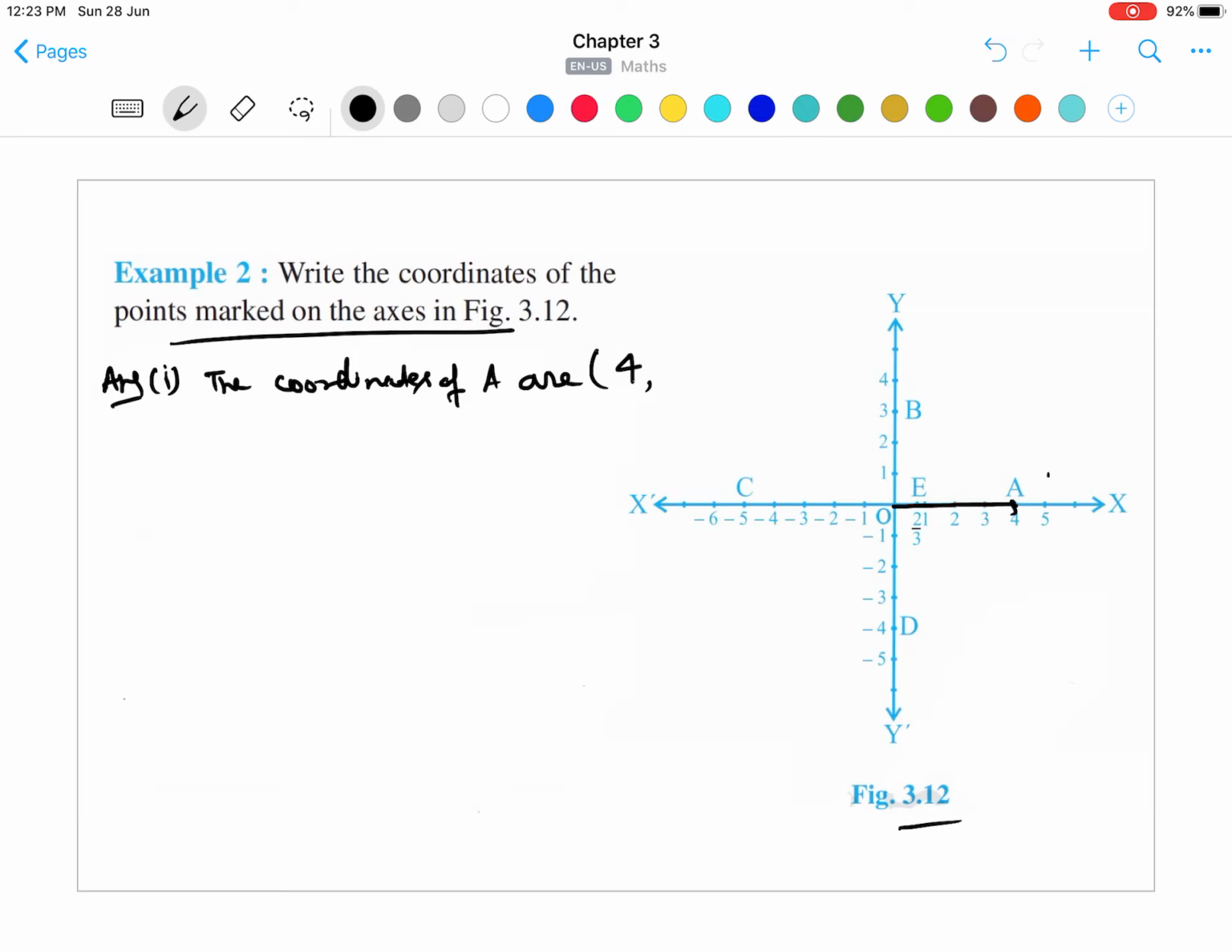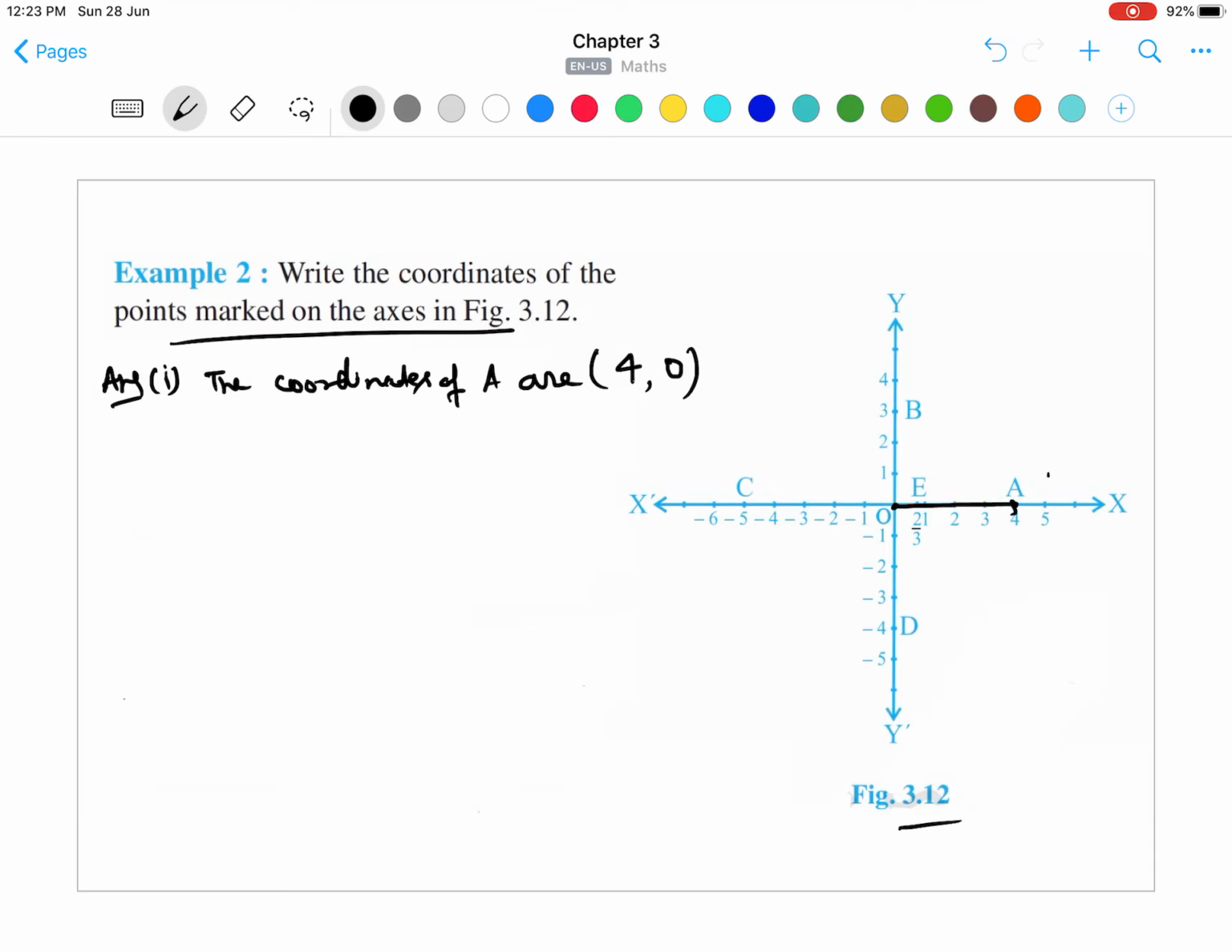Now we have to write the y coordinate, so we again start from here, but as this point is lying on the x-axis, we are not moving in any direction on the y-axis. That means we are at the origin, so its y coordinate is 0. Okay, so if a point is on the x-axis, its y coordinate will be 0.